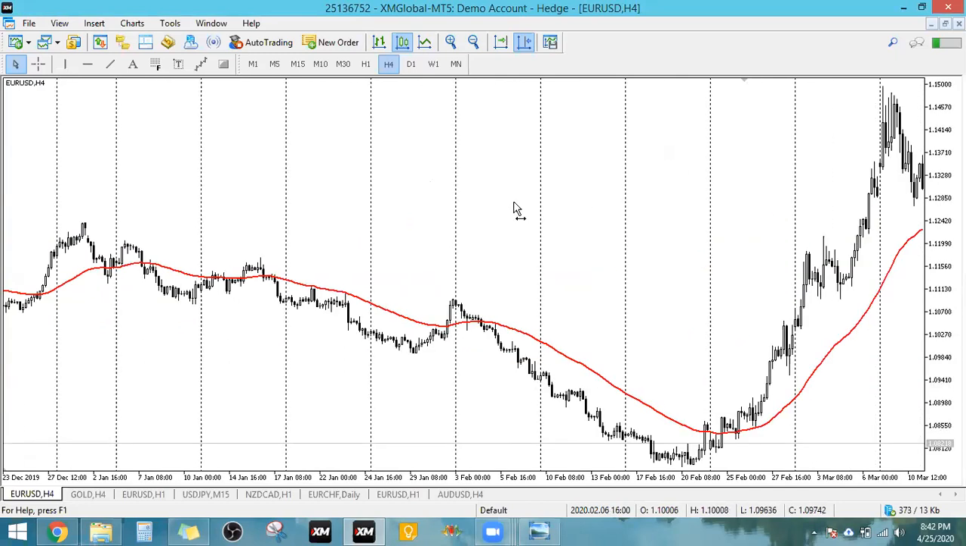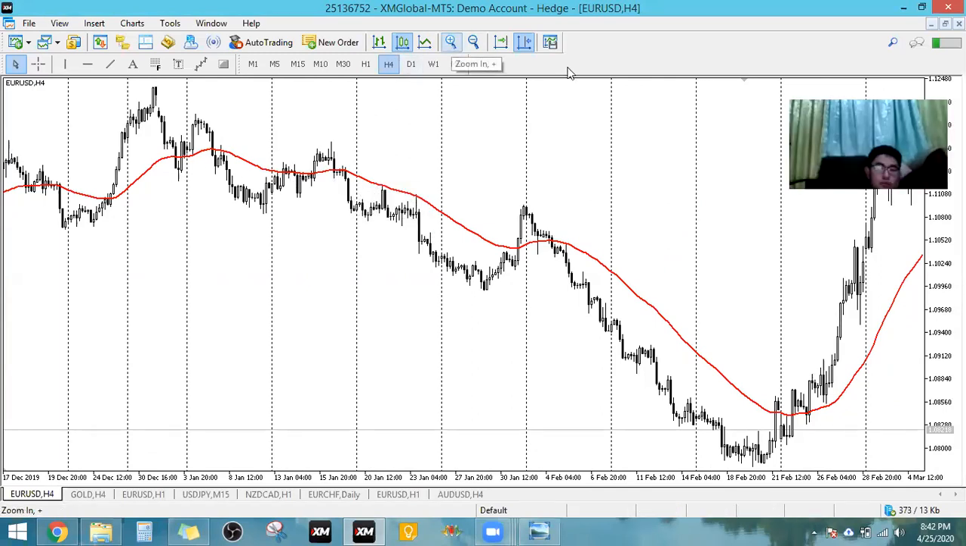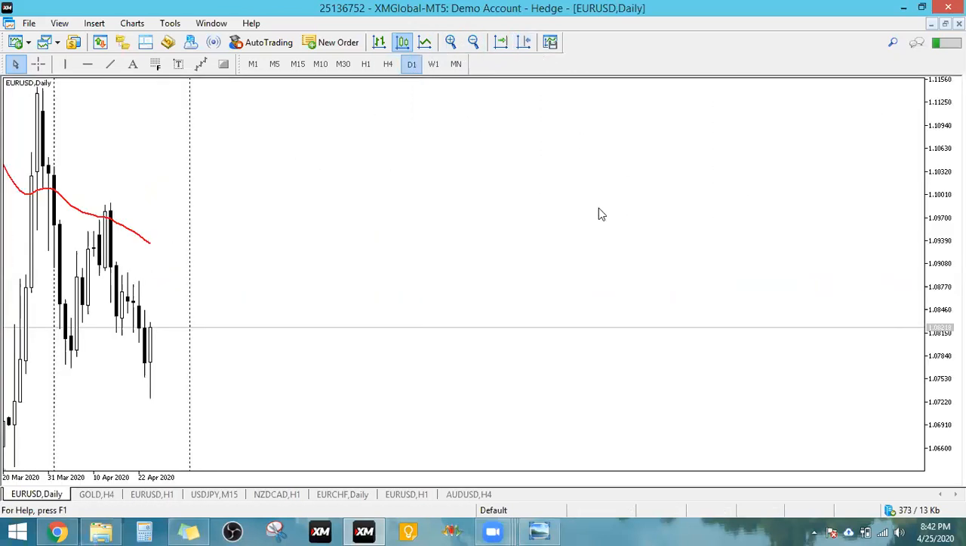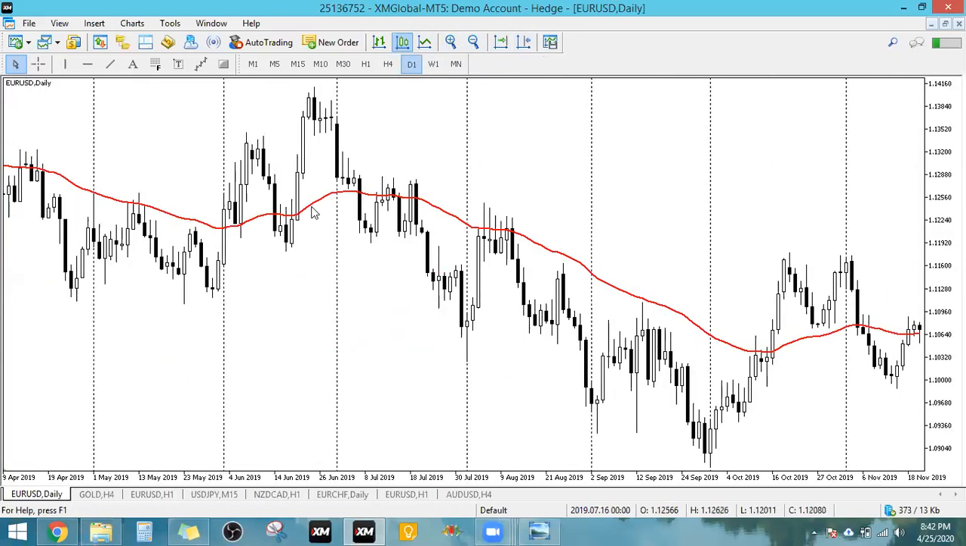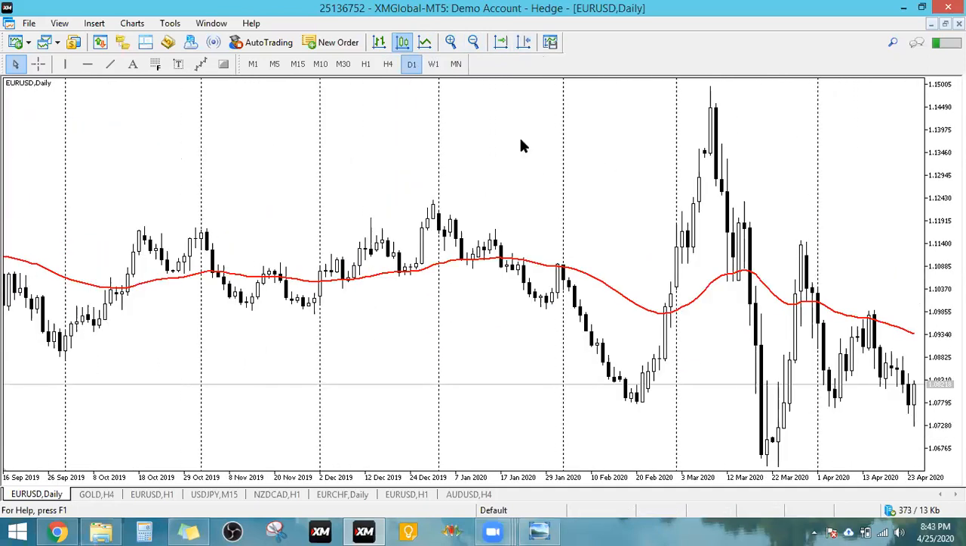Ayan. So you have a moving average for now. No? So ano sinasabi ng moving average yan? Basically, that red line over here is the moving average of the past 50 candlesticks. No? So if we go to the daily chart, this is the past 50 days. Okay.